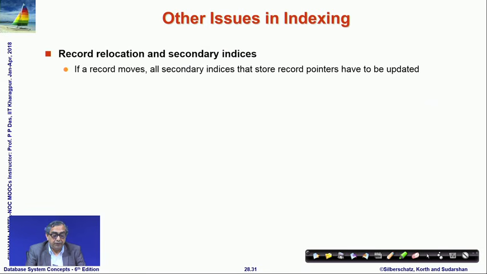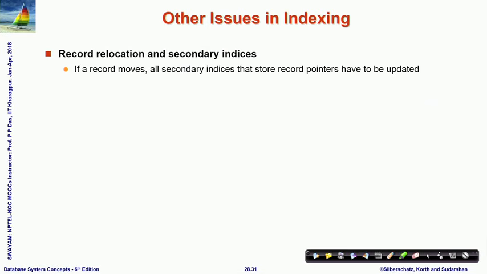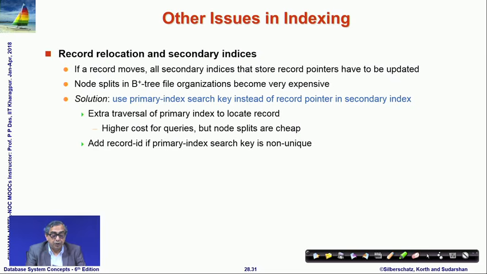So, there are a couple of other issues, the record relocation and secondary index. If a record moves, all secondary indices that store record pointers will also have to be updated. Node splits in B plus tree file organization are very expensive. So, what we do is we use the primary index search key instead of the record pointer in the secondary index. So, in the secondary index we do not actually keep the direct record pointer, instead we keep the search key of the primary index, and you know that the primary index can be very efficiently searched.